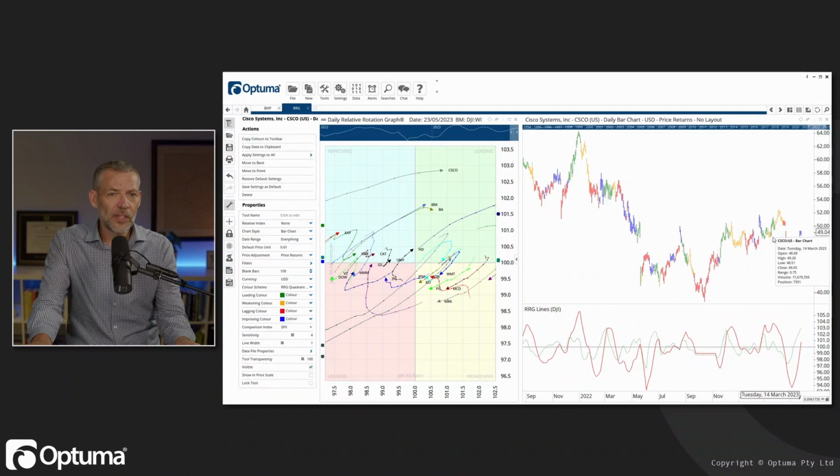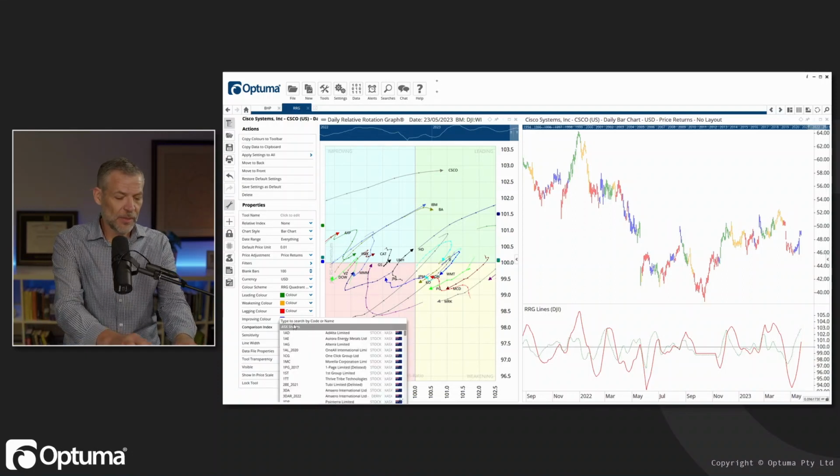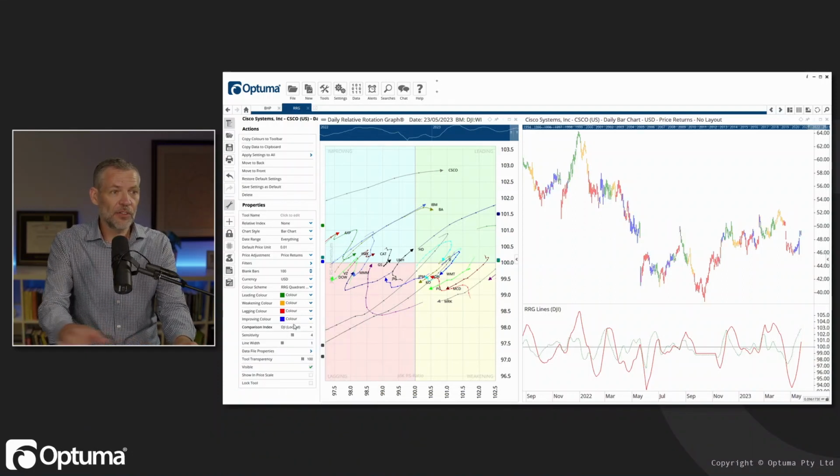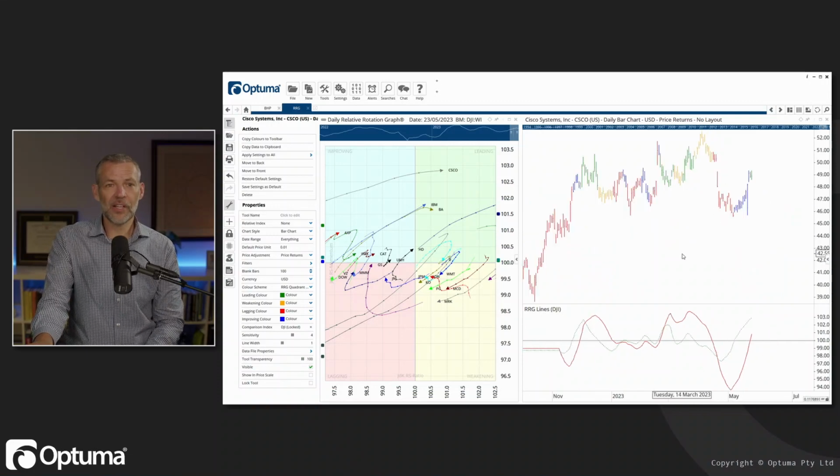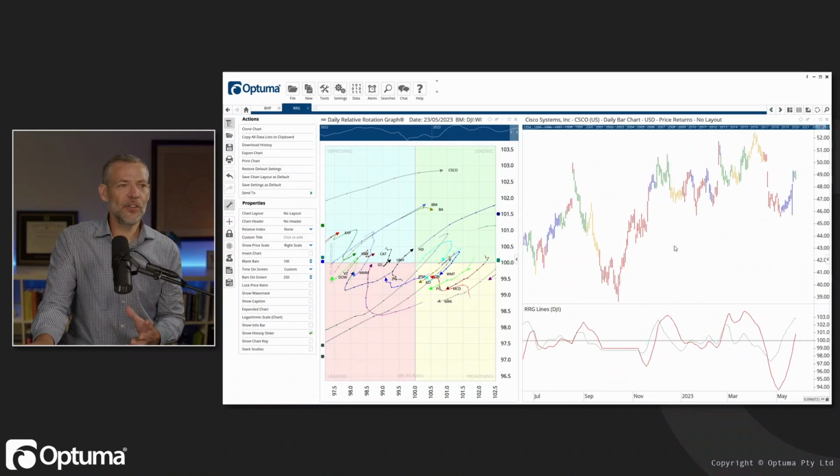Now, what I can see as well, we've got blue here, but Cisco's in green. And the reason for that is I've got to make sure we're using the same comparison index. So let me just set that to Dow Jones Index. And now if I zoom in, you can see that we were in this improving quadrant. And for the last couple of observations, we've just gone into the green leading quadrant. So again, that's another way that we can use this.